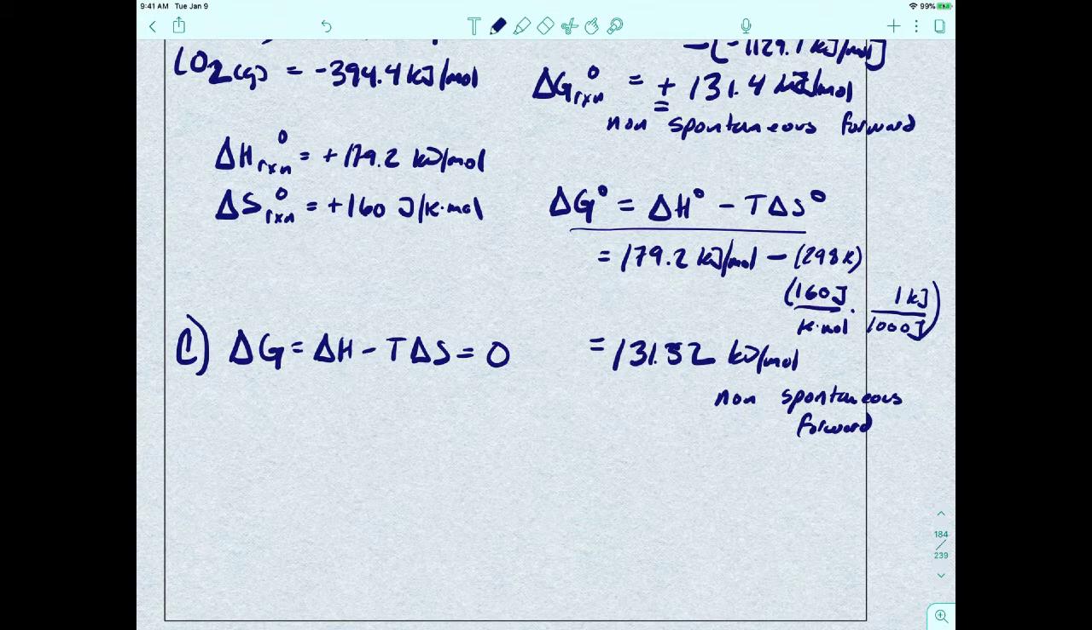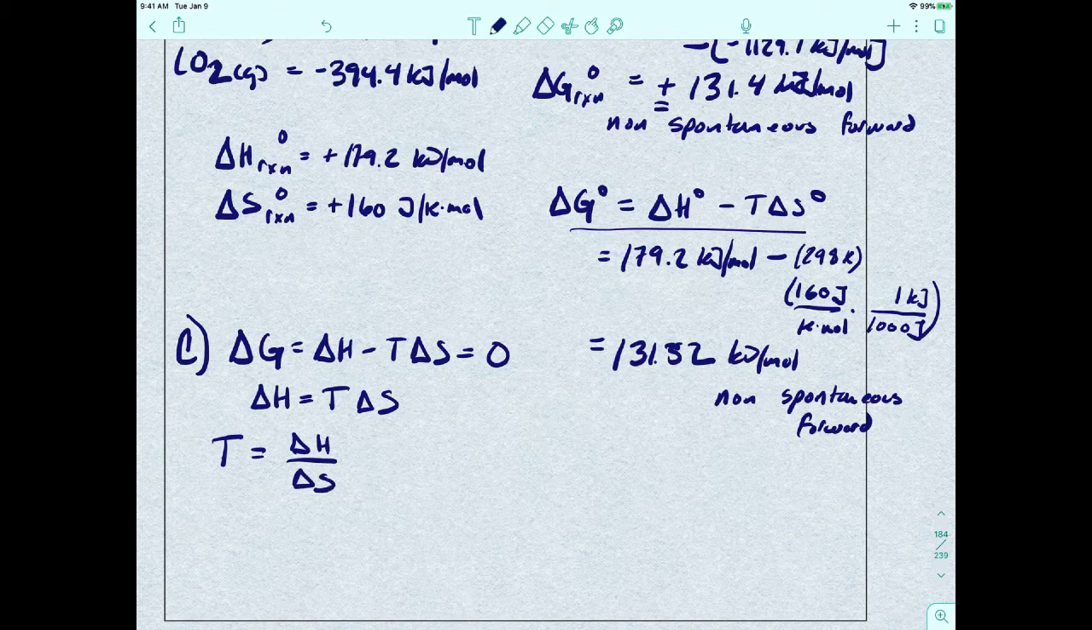We're going to take delta H. We're going to take this T delta S part and move it over to the right-hand side. So that way delta H is by itself. So that way we get delta H is equal to T delta S. Now I'm going to solve for temperature, so I'm going to divide both sides by delta S. So temperature is equal to delta H over delta S.